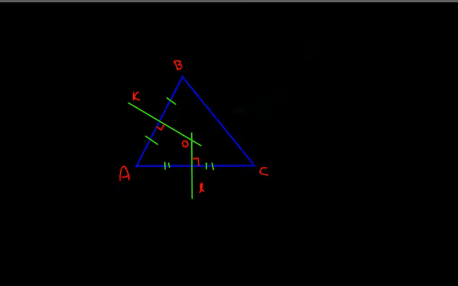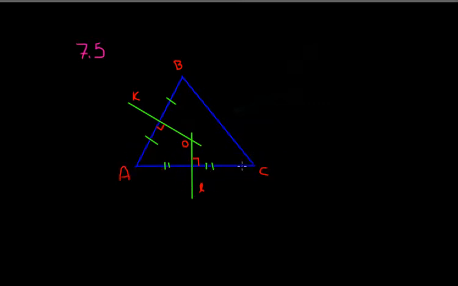Problem 7.5 says, let K and L be the perpendicular bisectors of AB and AC of triangle ABC shown. I've drawn it already as the figure shows. K is the perpendicular bisector of AB, and L is the perpendicular bisector of AC.